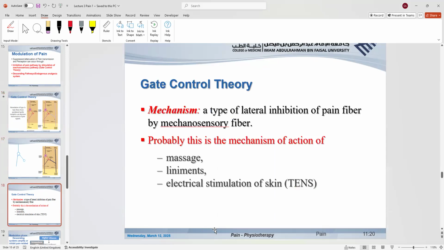So this is what I have just mentioned. Most of these mechanisms, the physiological term we use, is lateral inhibition. So the touch pathway is inhibiting the pain pathway. This is lateral inhibition. As I mentioned, this is thought to be the mechanism of action of massage, certain creams, and electrical stimulation of skin, transcutaneous electrical nerve stimulation, TENS.